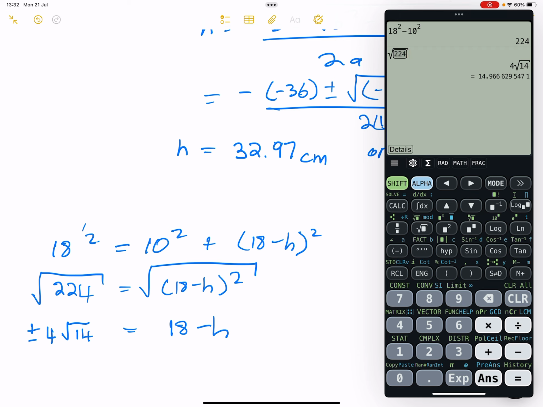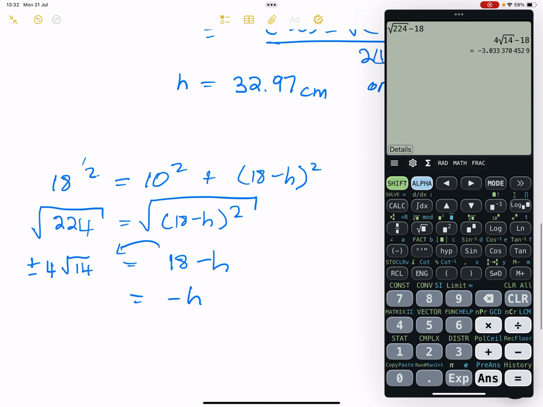So what I'm going to do is take the 18 to the other side. Now, remember, you cannot have a negative value for h, right? So I've got negative h this side. I've got 4 root 14, or I can say the square root of 224, minus 18. I get negative 3.03.